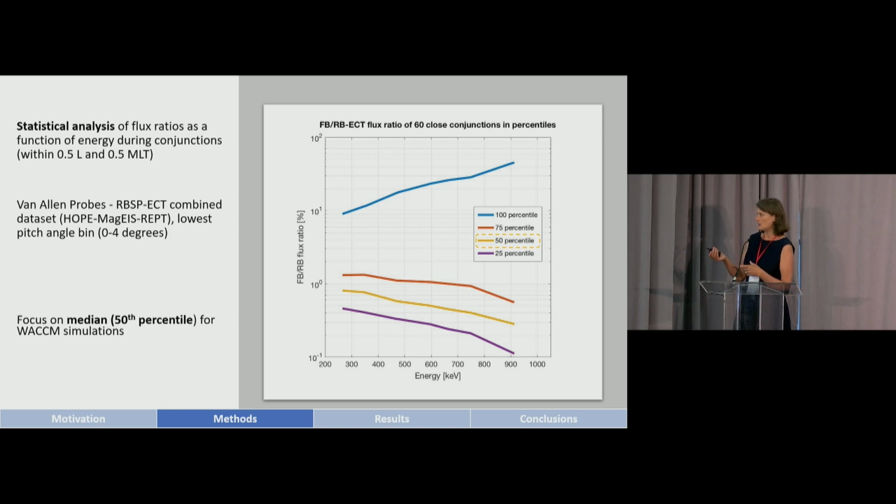For our current model simulations, we really focus on the median of the statistical study, just to get an idea of how much of these electrons that are observed within the outer radiation belt are likely precipitating into the atmosphere, and use that electron flux to drive our model simulations.